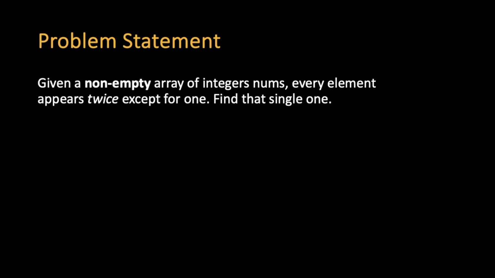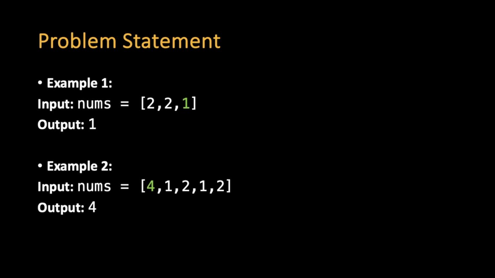We'll be given a non-empty array of integers nums. Every element appears twice except for one element. We need to find that single element which is occurring only once. Okay, so let's see an example.